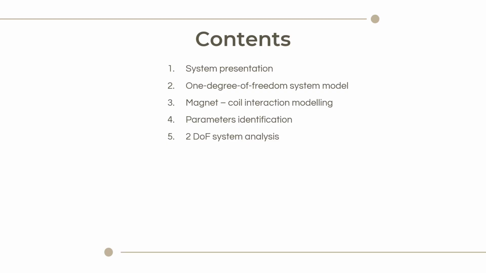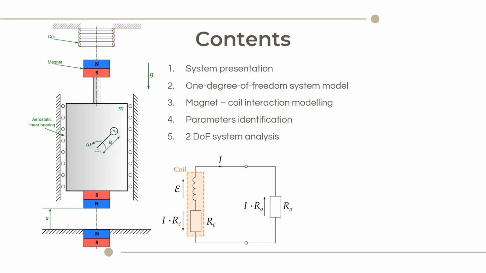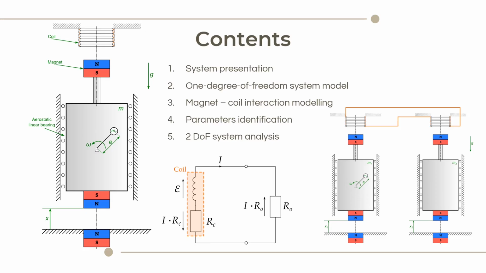My presentation can be divided into a few main parts. Firstly, I would like to familiarize you with the considered system configurations. Then I would like to focus on the 1 degree of freedom model with the emphasis placed on the magnet-coil modeling process. Moreover, I want to mention a few words regarding the parameters identification and finally present you the results of the numerical simulations and experimental studies on the 2 degrees of freedom system.